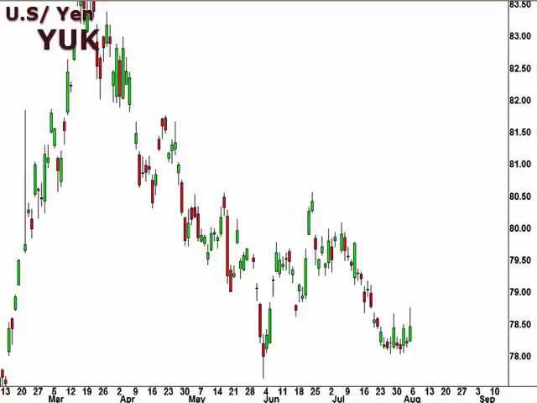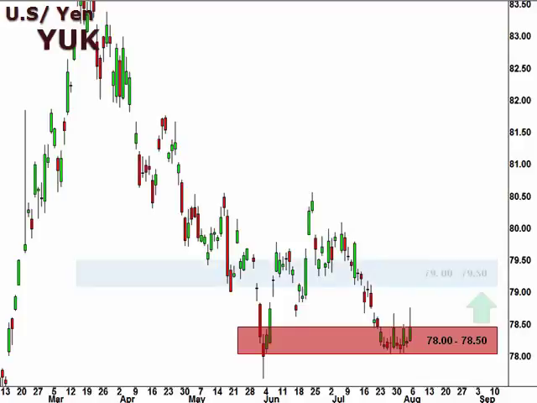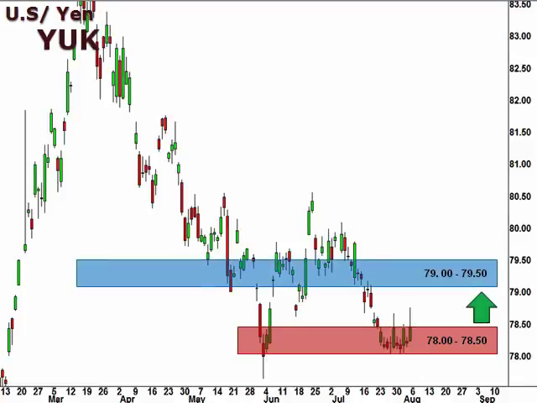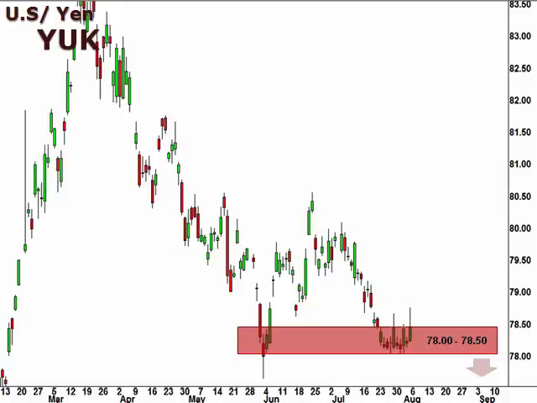Let's take a look at the YUK, the US dollar versus the Japanese yen. The YUK continues to consolidate within the 78.5 support level. A break and close above 78.5 opens the window to a move higher, with 79.5 as an upside target. A break below 78 signals a move lower.